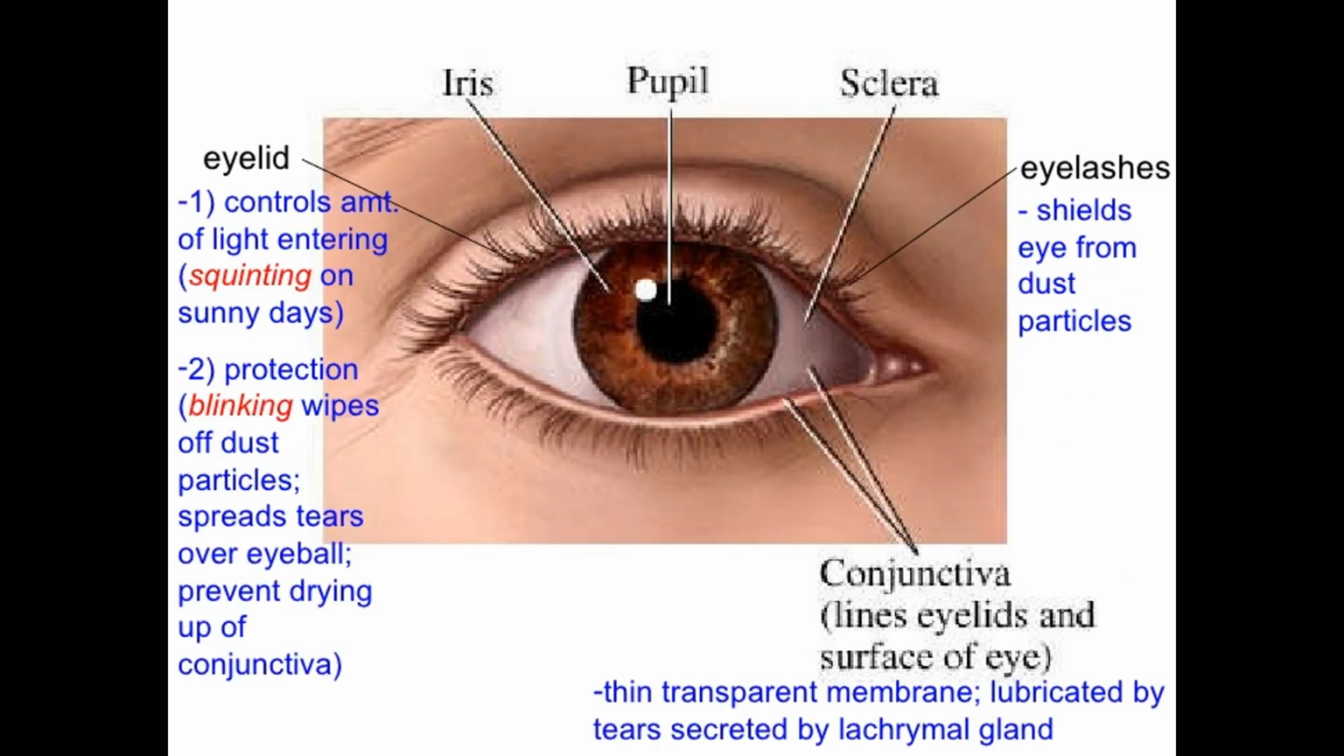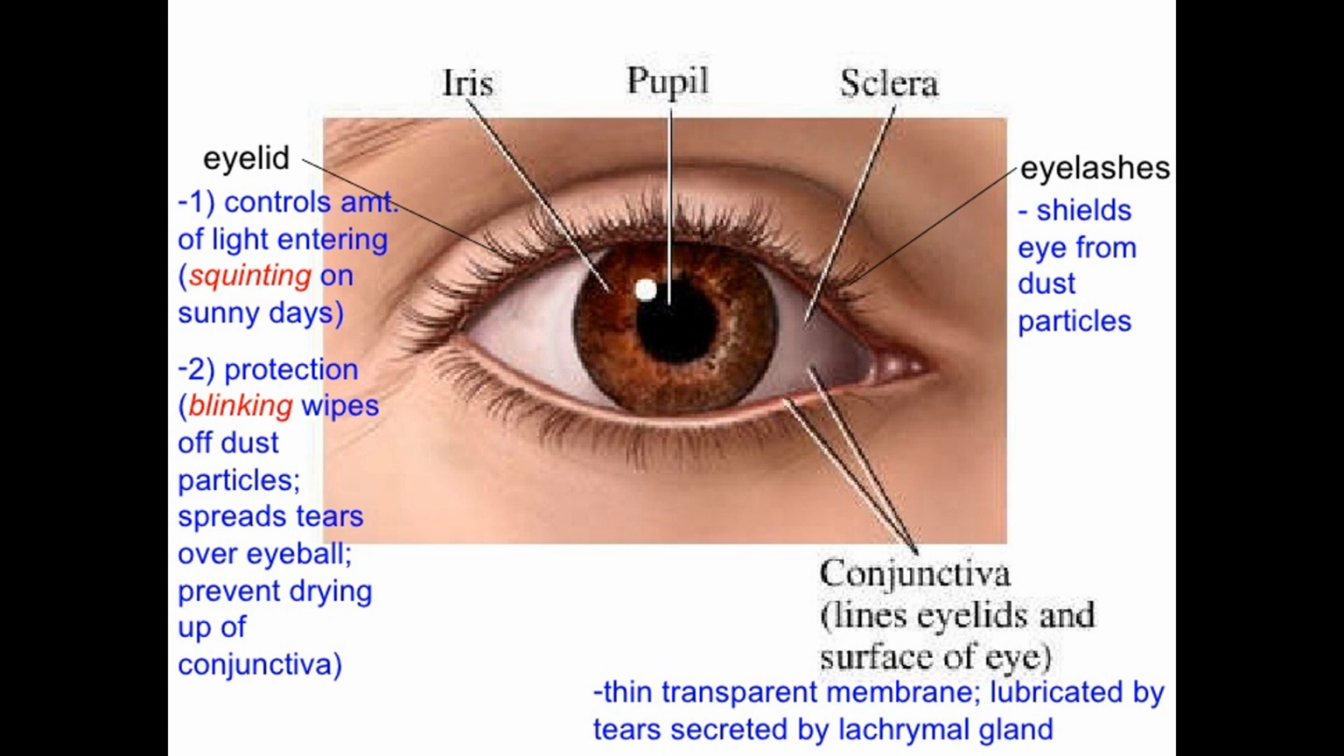And with more details on the eye, you have the eyelid. What is the role of the eyelid? It has several roles. One, it controls the amount of light entering on sunny days. It provides protection, wipes off dust particles, spreads tears over the eyeball, and prevents drying up of the conjunctiva. Then you have the eyelashes, which shield the eye from dust particles.